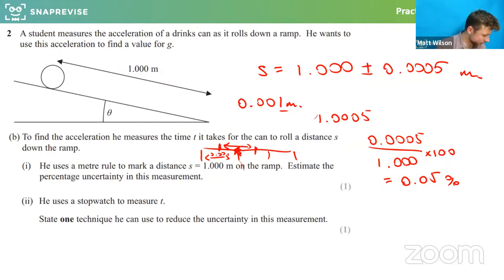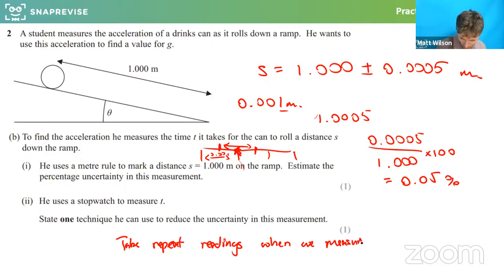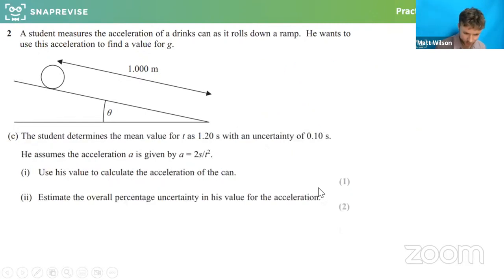Okay, so any ideas of how we can reduce the uncertainty? Well, one of the classic answers that we can give almost all the time is that we can take repeat readings. Take repeat readings when we measure t. So do the experiment many times, find the average.